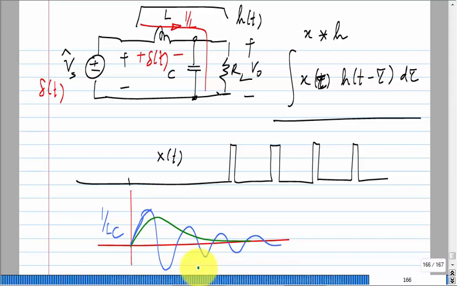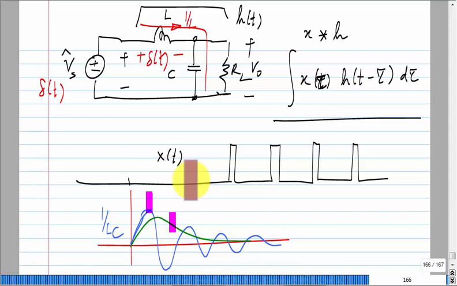But anyway, either way, you can have either this or that, that depends on whether it is critically damped or under damped or over damped. Now it is always the sum of two exponentials, because you have two poles.